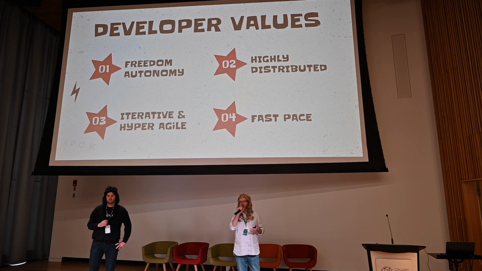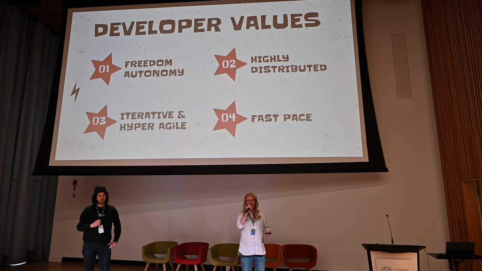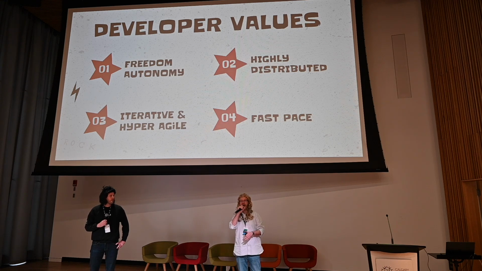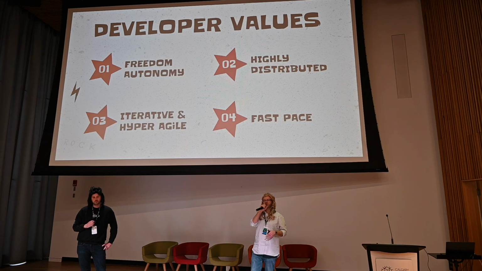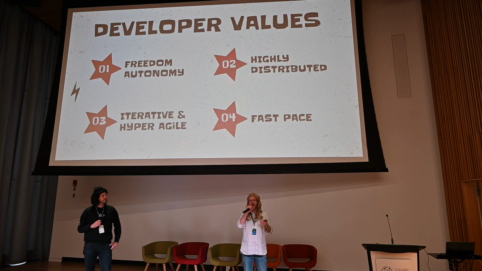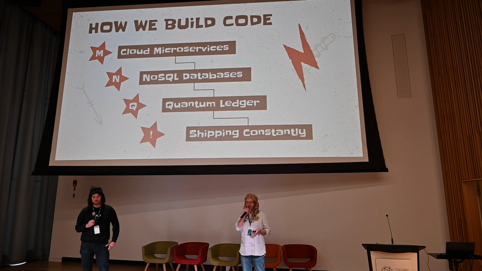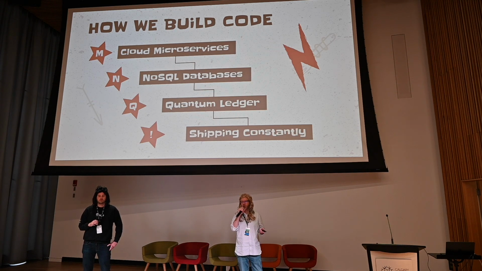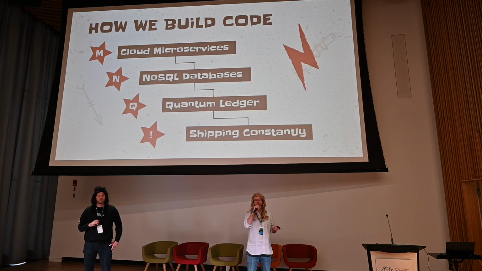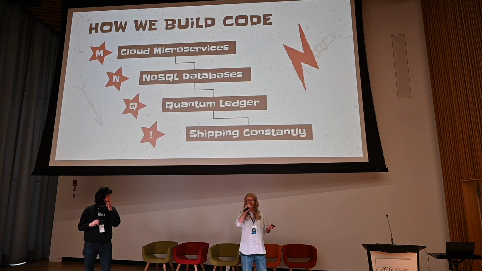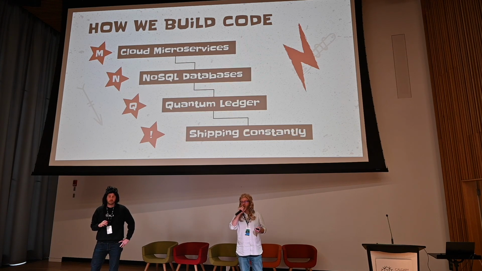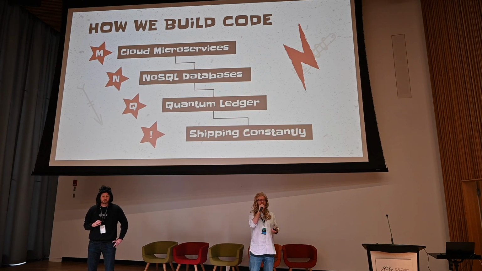And they value being hyper agile, being able to change things at the drop of a hat. We'll just delete that microservice and build a new one. That kind of thing is happening on a daily basis at Neo. It's a really fast-paced team. And we build code using things like cloud-based microservices, even serverless code and cloud functions. We use NoSQL databases quite a bit.